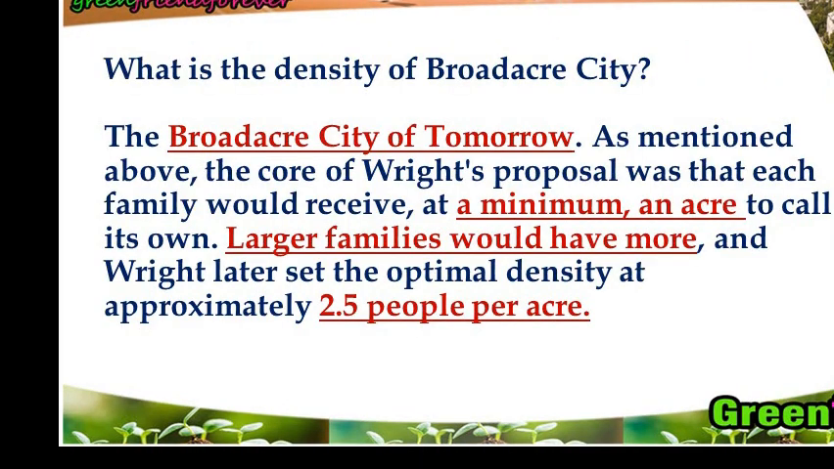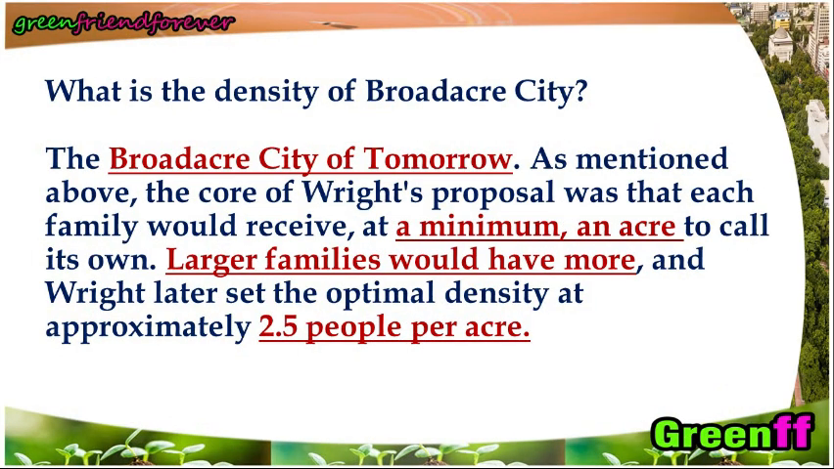What is the density of Broadacre City? The core of Wright's proposal was that each family would receive, at a minimum, an acre to call its own. Larger families would have more, and Wright later set the optimal density at approximately 2.5 people per acre.